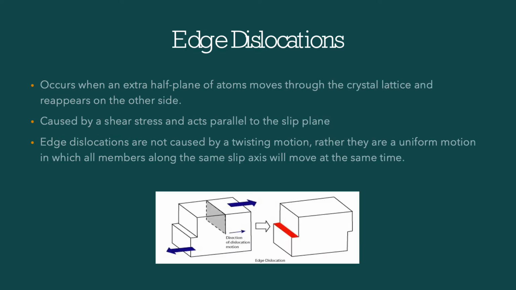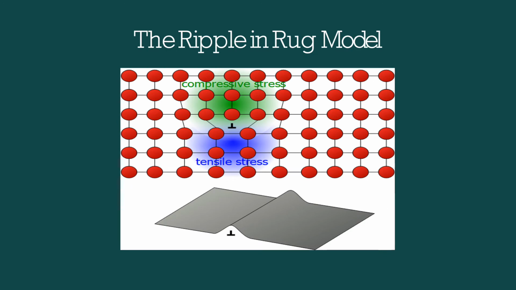First, an edge dislocation occurs when an extra half plane of atoms moves through the crystal lattice and reappears on the other side. This occurs when a shear stress acts parallel to a slip plane and in a plane where slip is occurring. One model which does a great job of explaining dislocation motion is the ripple in the rug model, which vertically concatenates two planes and demonstrates that when an edge dislocation occurs, the half plane of atoms, which is seemingly shifted from the front side of the plane, actually causes a chain reaction within the top rug when a force acts on it.